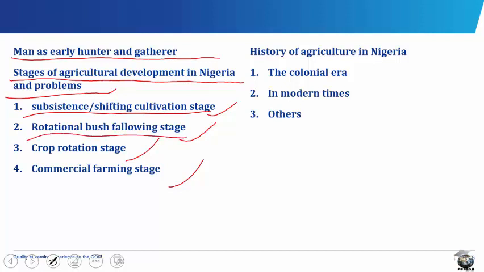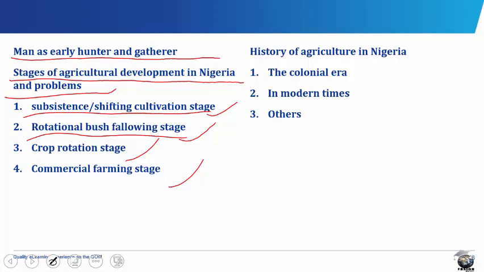Rotational bush fallowing stage. This is the next stage following shifting cultivation. In this system, the land is cultivated for some years. When its nutrient is exhausted, it is then allowed to revert to bush for 6 to 12 years to regain its fertility before it is used again.